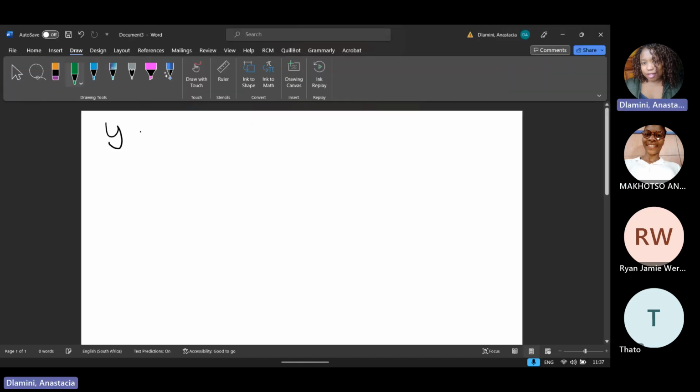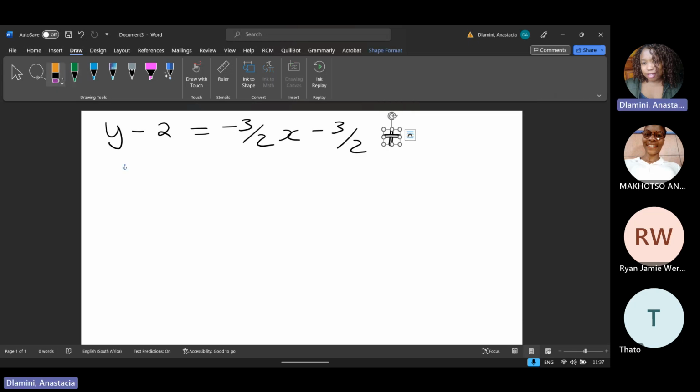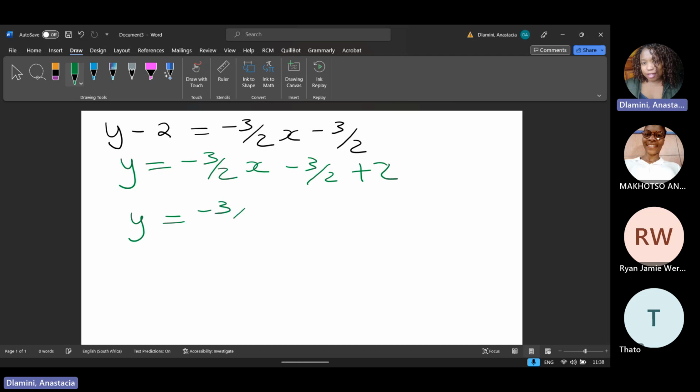So we had y minus 2 is equal to minus 3 over 2x minus 3 over 2. So we take the 2 to the other side. So then this will be y equals minus 3 over 2x minus 3 over 2 plus 2. So then this will give us y is equal to minus 3 over 2x plus 1 over 2.